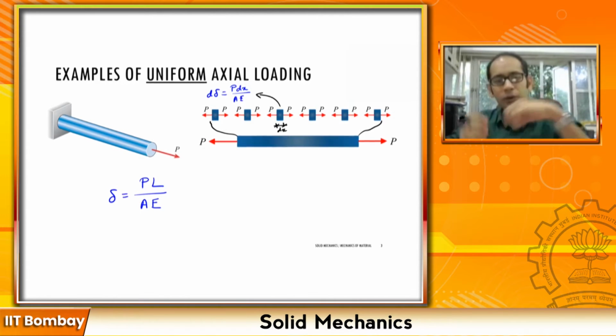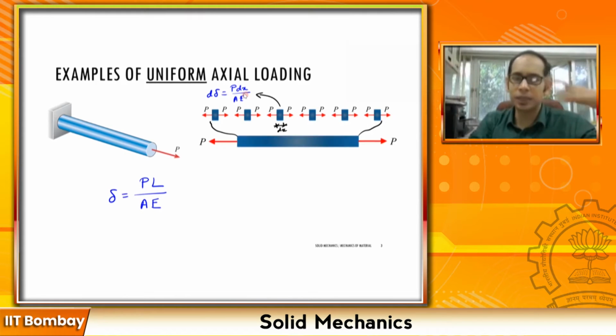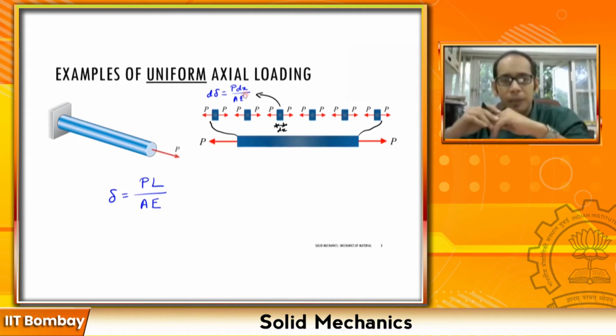So for these individual chunks I have this d delta. If you take all of these chunks together, d delta plus d delta plus d delta and so on, it eventually gives you delta, because dx plus dx plus dx adds up to the total length L. Another way to see it is that you are integrating across the entire length of the bar. So this is how you get the total deformation delta equals PL divided by AE, an example of the uniform axial load where P is the same throughout the entire length of the bar.